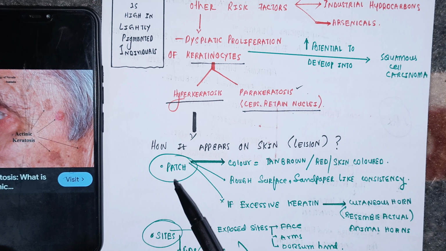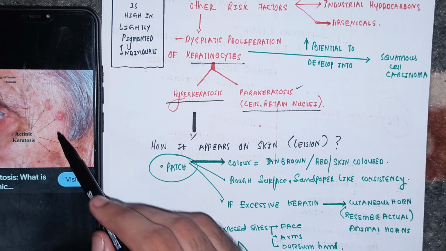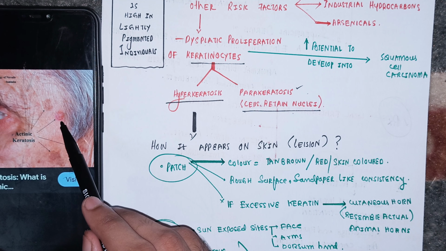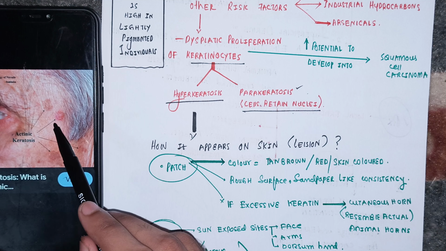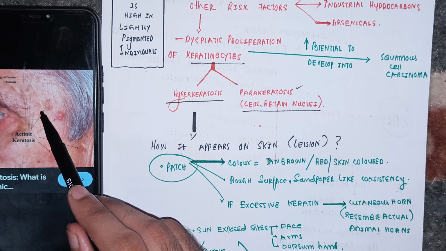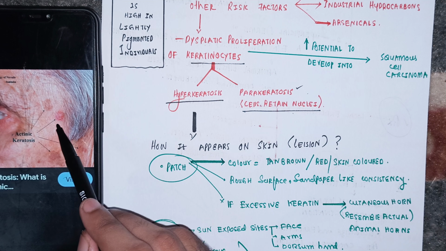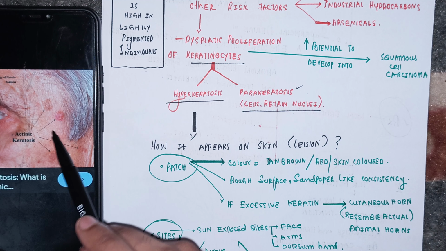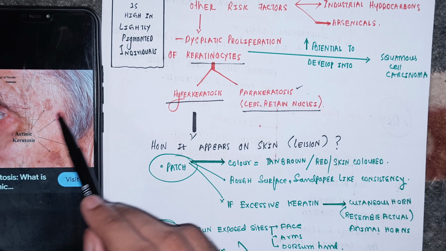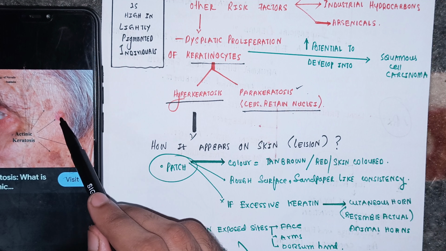In case of actinic keratosis, beta, there are patches on the skin. Can you see this patch? It may be tan, brown, red, or skin colored like this, and it has a very rough surface, sandpaper-like consistency.